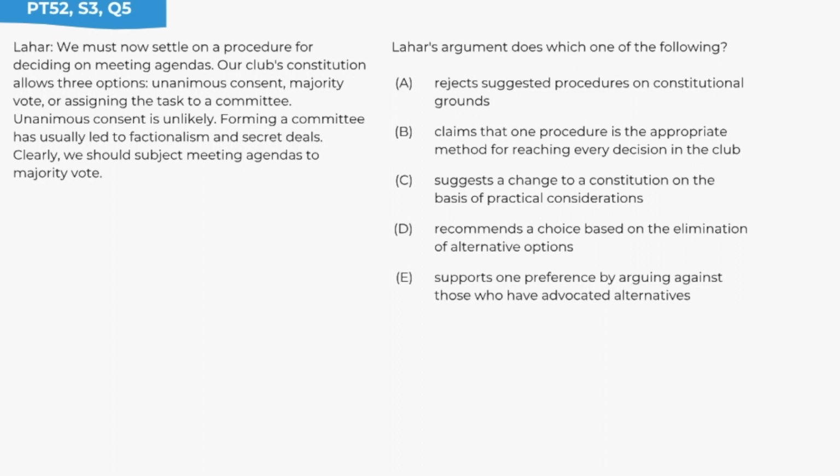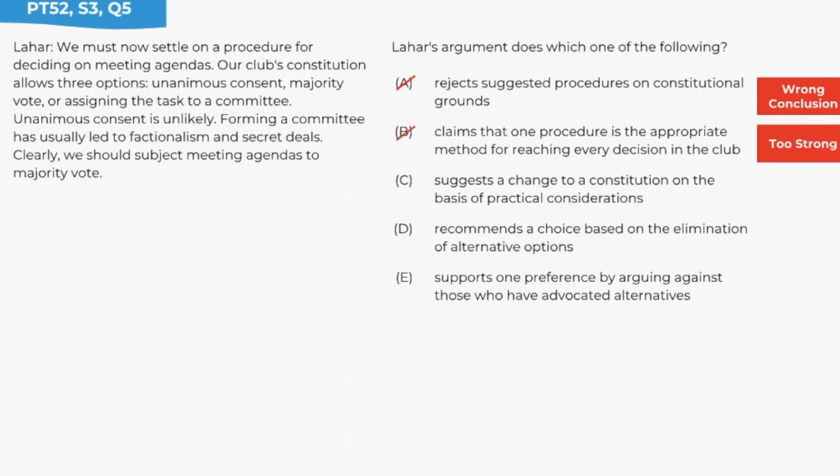Answer choice A says that it rejects suggested procedures on constitutional grounds. Well, the conclusion is actually advocating a procedure. So this answer choice doesn't even get to the right conclusion. So let's eliminate A. Answer choice B says it claims that one procedure is the appropriate method for reaching every decision in the club. No. This argument is about how to decide on the meeting agenda. This is not about every single decision. Answer choice B is way too strong. Let's get rid of it.